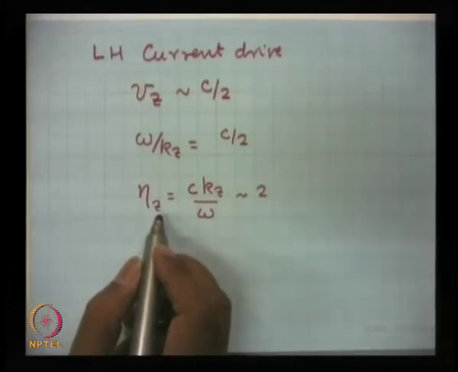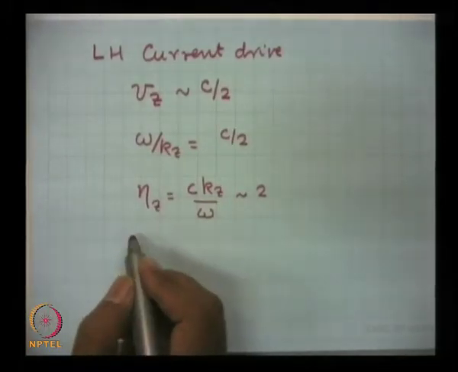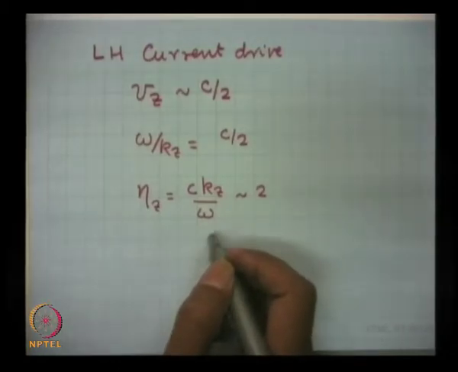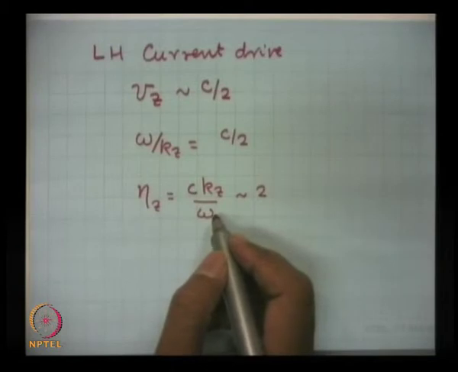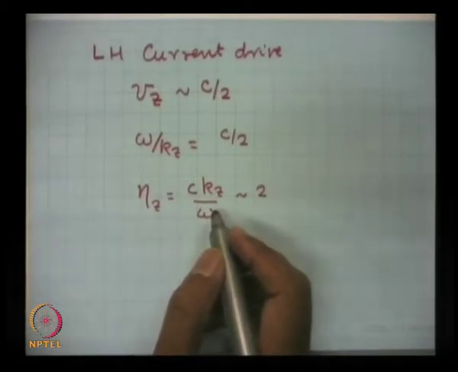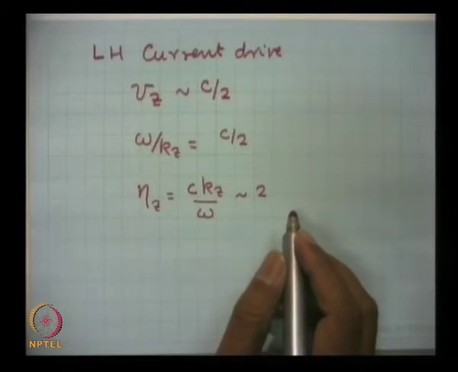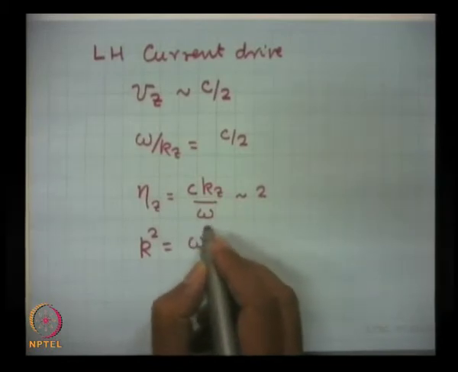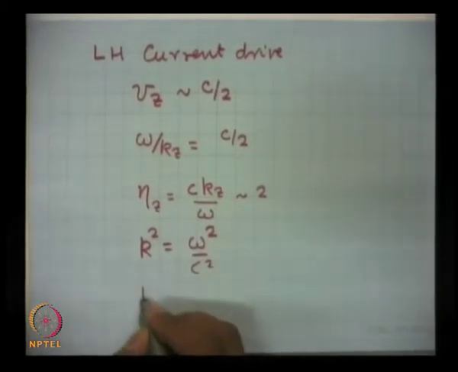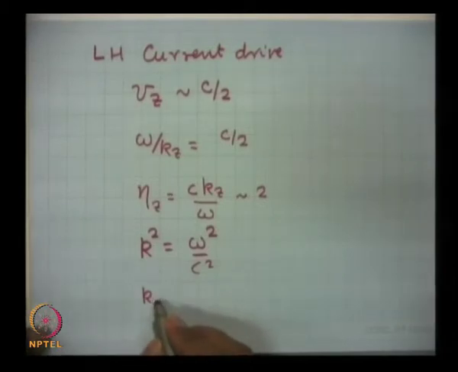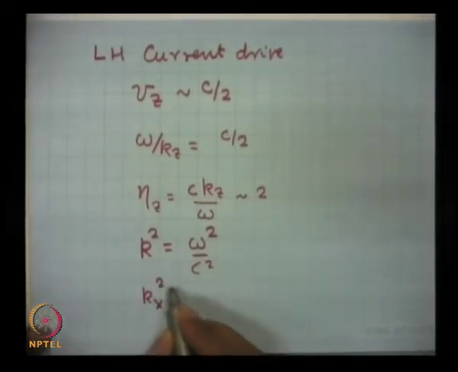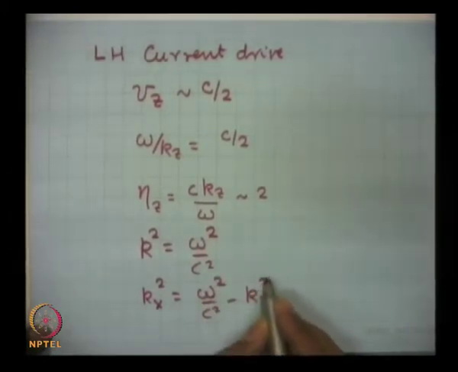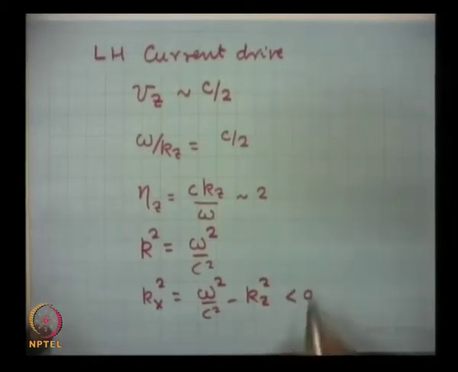There is a serious matter. In free space, if you launch a wave, then kz certainly is less than omega by c. Any component of k cannot be more than that. But if you have this kind of situation, then the other component, kx, will be imaginary, because k square in free space is equal to omega square by c square, which is kx square plus kz square. This requires kx square equal to omega square by c square minus kz square, and that will be less than 0 because kz is too big.